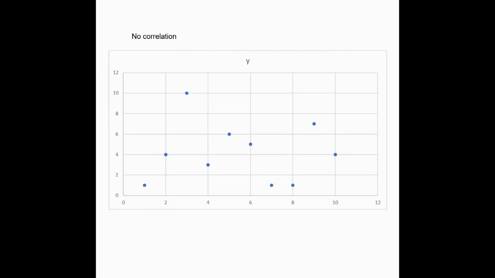Finally, you might see a graph like this, where your x variable and your y variable don't seem to be related in any way. So as I increase x, there's no consistent increase or decrease in y. We call this no correlation, and it means that we really can't get much from the data.